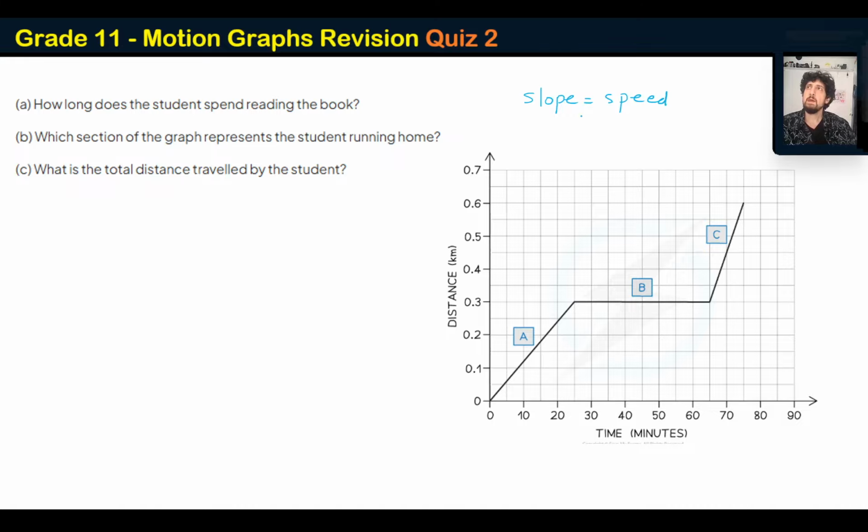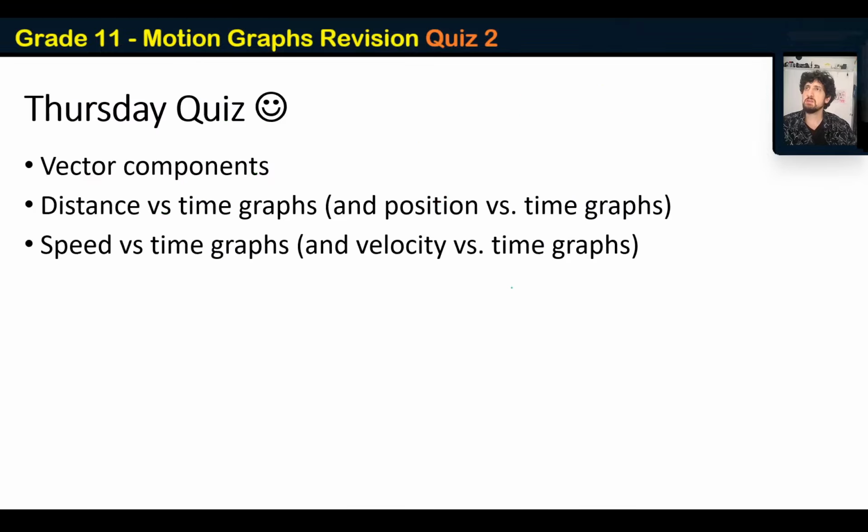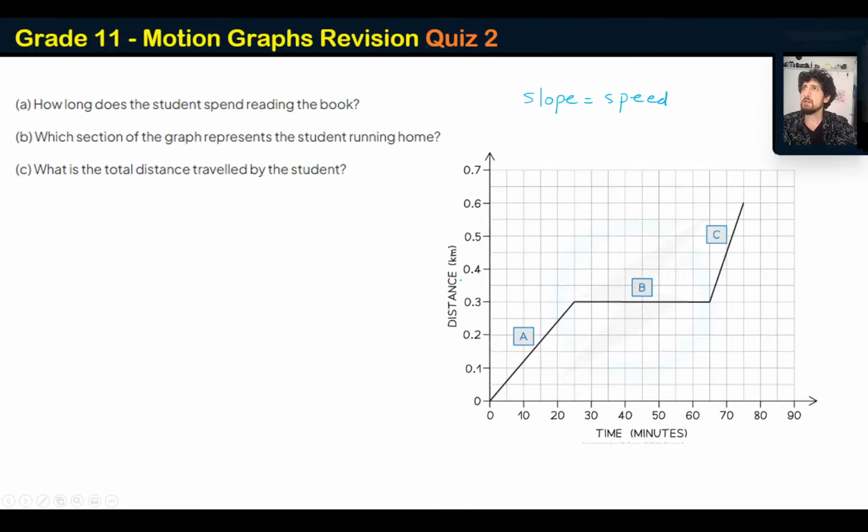Okay, and so how long does the student spend reading the book? So we've got a scenario here where a student goes to the park. They go to the park, they sit down to read a book, and then they run home. And what we are asked to do is answer these questions. How long does the student spend reading the book? That means that's when they're sitting down. Which section of the graph represents the student running home? And what is the total distance traveled by the student?